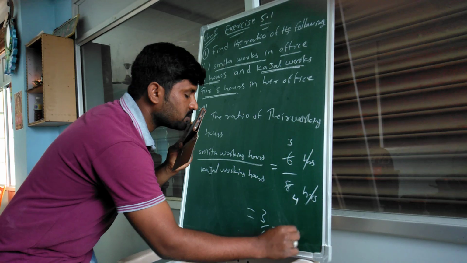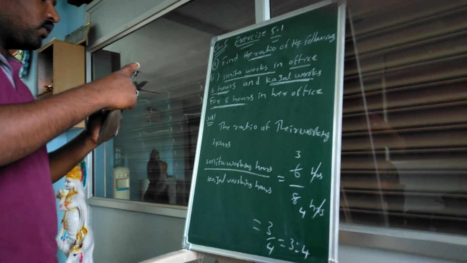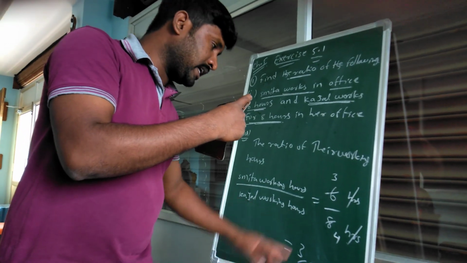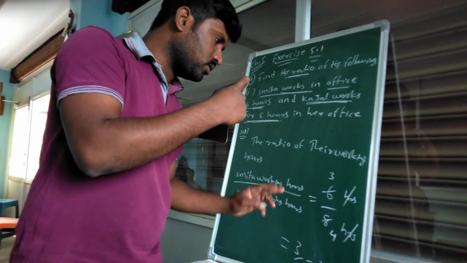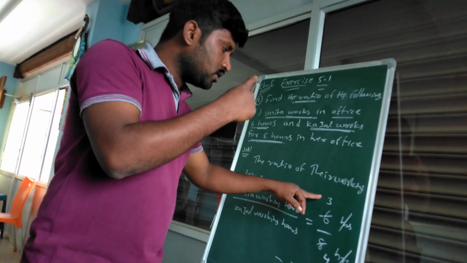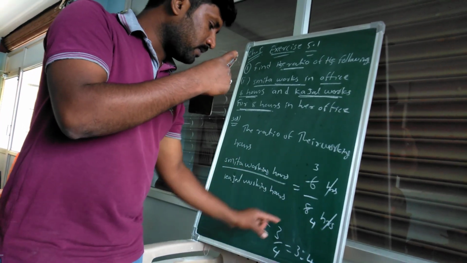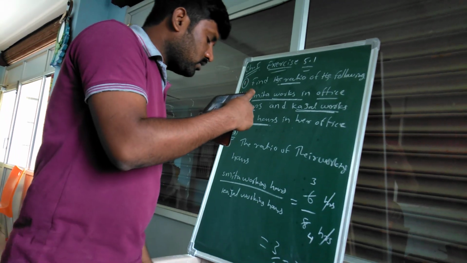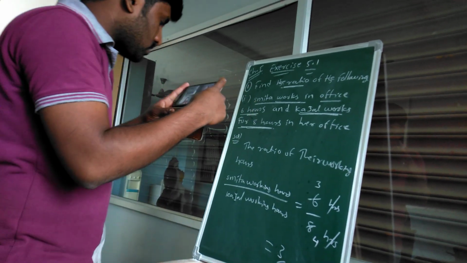We can write it as 3:4. Okay students? The HCF of 6, 8 is 2. That's why if we cancel with 2, 2 threes are 6, 2 fours are 8. How do we write this 3 by 4 as a ratio? 3:4. Okay? Next.